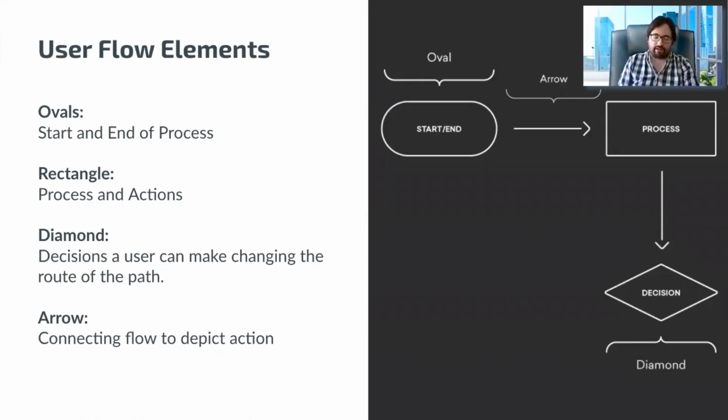There are, developers know about this, dozens and dozens of shapes and things that you can use to enhance the technical aspects of a user flow, but the very basic user flows are all about this. The ovals or circles, you can use the circle as well, denote the start and end of things. Rectangles denote a process or action. A decision is represented as a diamond, and ultimately the arrow connects things together, okay?